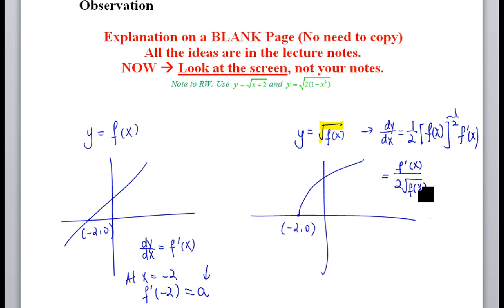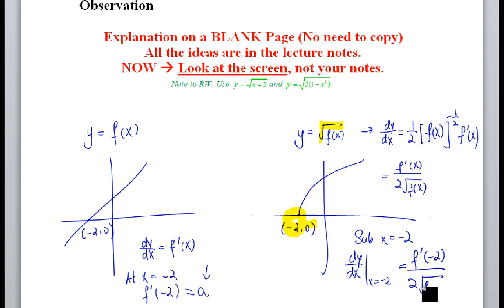The most important step now, I substitute x equals -2. What is my dy/dx at x equals -2? Which means I want to investigate what is the shape here. What do I get? I will get f'(x) over 2 square root. Am I right? I substitute x to -2.